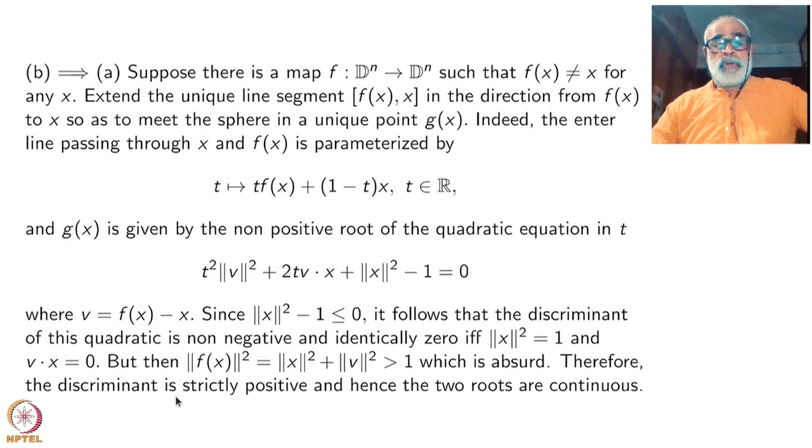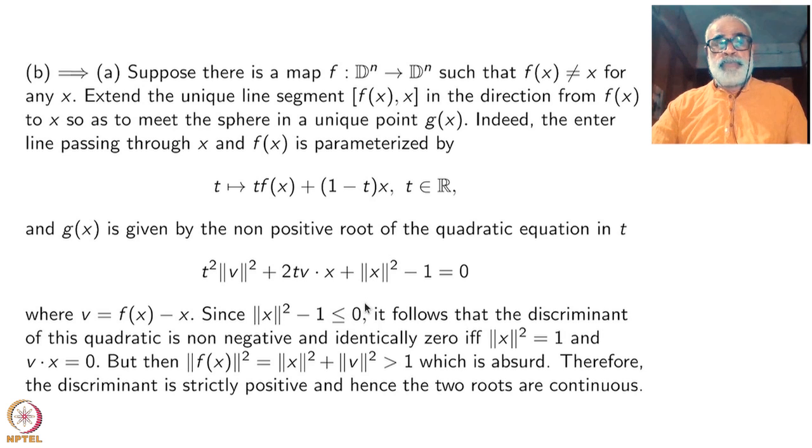So therefore, the discriminant is strictly positive and hence the two roots are continuous. Okay, so what I am saying, the discriminant is non-negative, identically 0, if and only if this happens. If this happens, there will be a problem, so it must be strictly positive. That means we get the two roots are continuous functions.